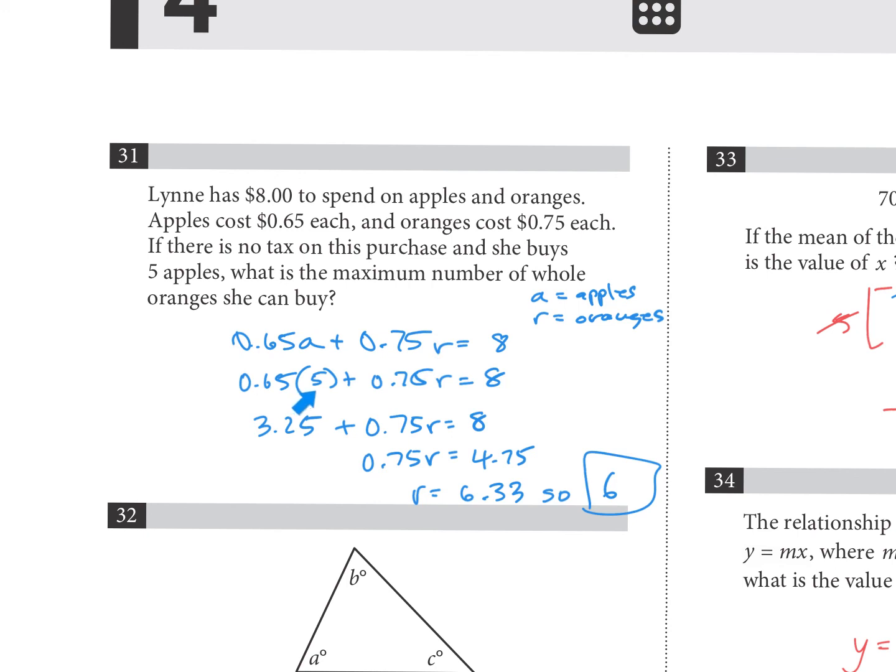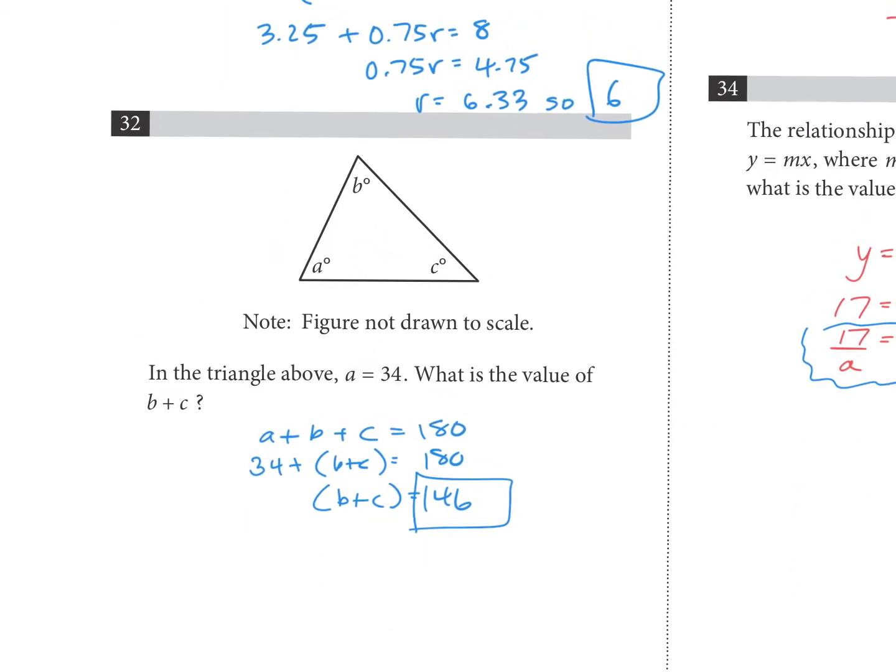So if you buy 5 apples, it's $3.25 you're spending on apples. You got $8 to spend. How many oranges can you buy? You got $4.75 to buy oranges with. So that means you could divide $4.75 by 75 cents. You get 6.33. So that means you can buy 6 oranges that are whole. You can't buy a third of an orange.